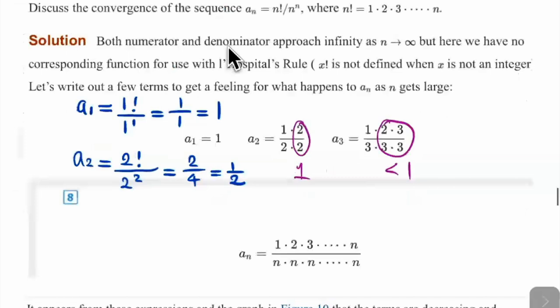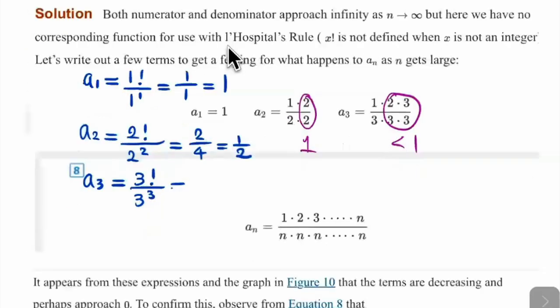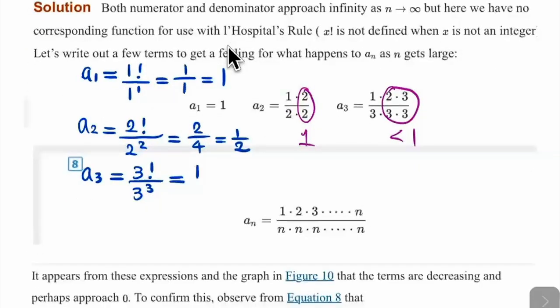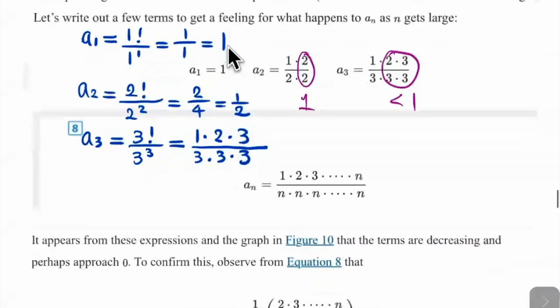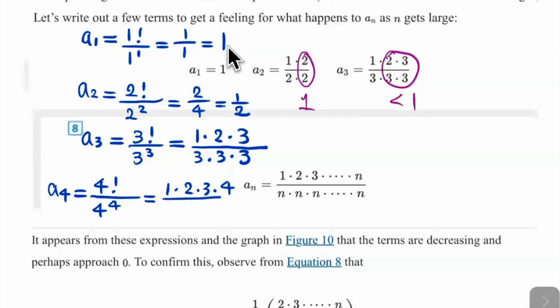Okay, let's try A3. 3 factorial, right? Over 3 to the 3 power. Or maybe write it the long way. 3 factorial is 1 times 2 times 3 over 3 times 3 times 3, right? Okay, let's write A4. 4 factorial over 4 to the 4. 1 times 2 times 3 times 4 over 4 times 4 times 4 times 4. Do you see a pattern?